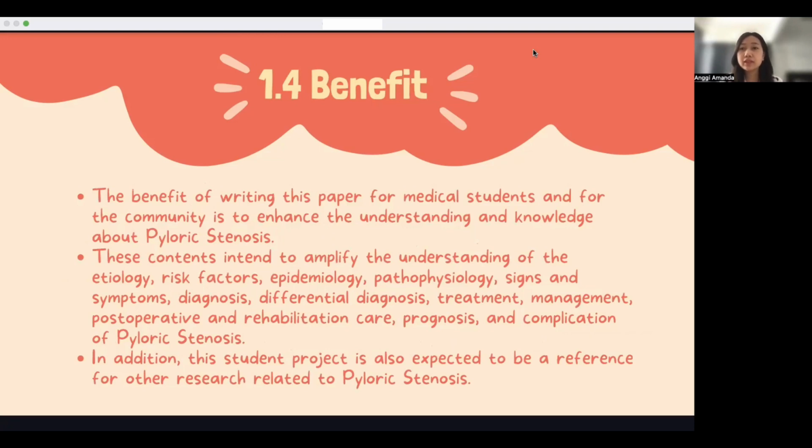So these are the benefits. The benefits of writing this paper for medical students and for the community are to enhance the understanding and knowledge about pyloric stenosis. This content intends to amplify the understanding of the etiology, risk factors, epidemiology, pathophysiology, signs and symptoms, diagnosis, differential diagnosis, treatment, management, post-operative and rehabilitation care, prognosis, and also complications of pyloric stenosis. In addition, the student project is also expected to be a reference for other research related to pyloric stenosis.